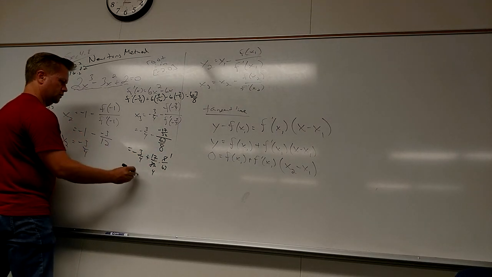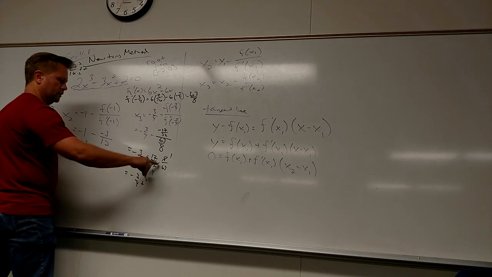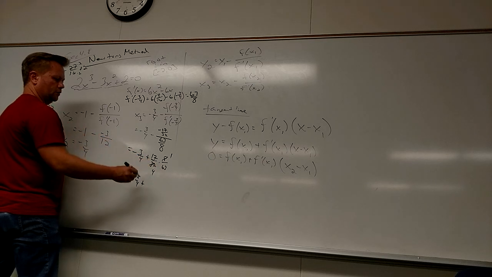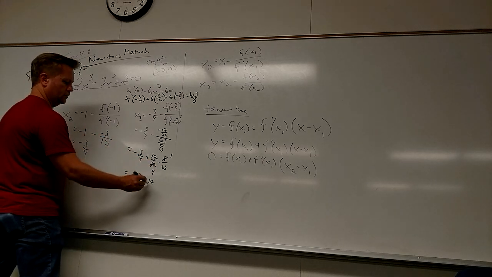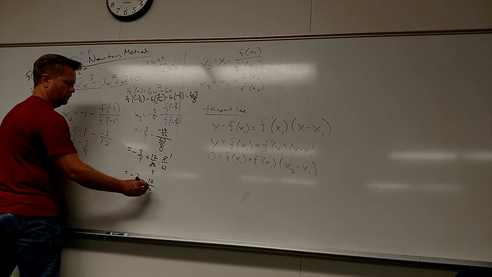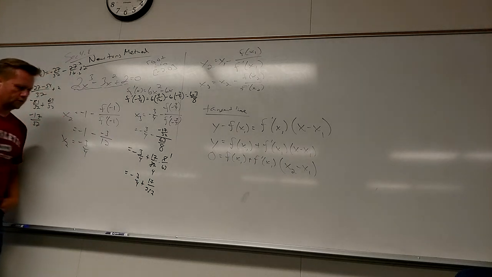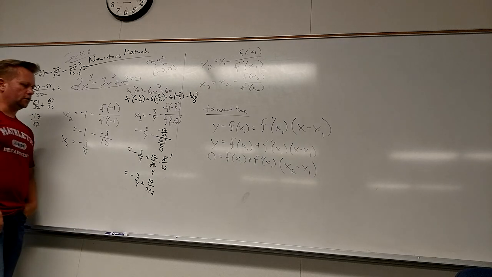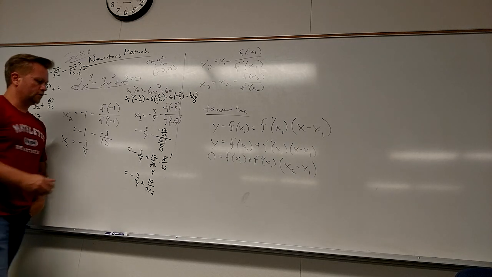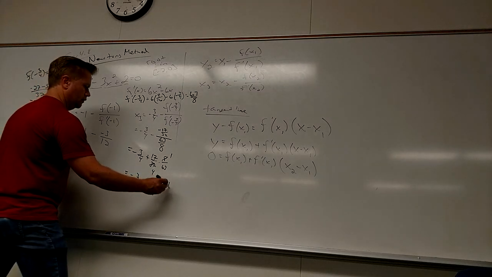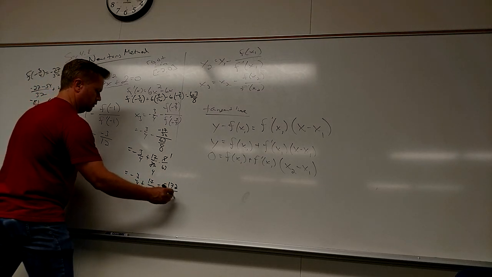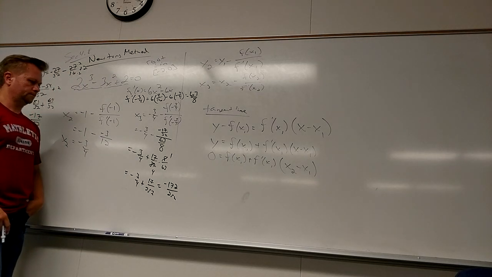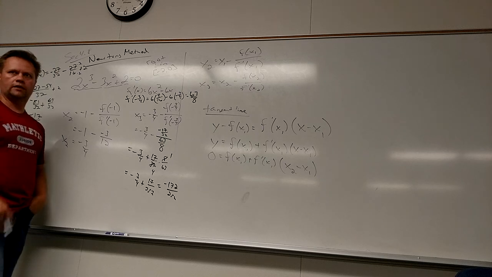Negative 3/4 plus, let's see, 17 has nothing in common with 63, right? So you get 17 over 252, I think. 63, 189. You have negative 172 over 252, is that right? Something like that. And that reduces a lot.